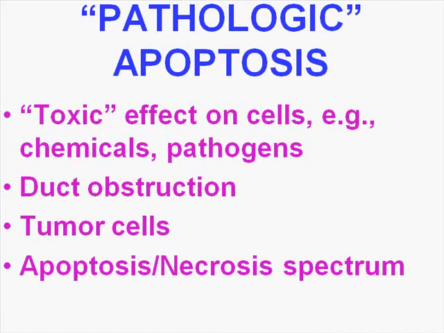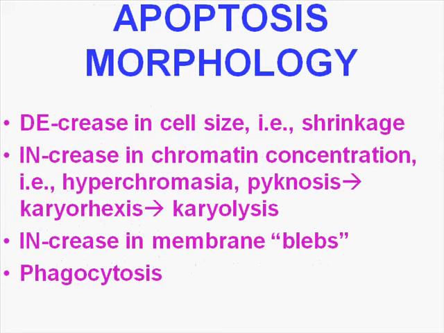In apoptosis, there's a decrease in cell size or shrinkage. There's an increase in chromatin concentration, or what we call hyperchromasia. The cell then becomes smaller or pyknotic. It then dissolves and breaks up by a spectrum called karyorrhexis, or fragmentation of the nucleus, to karyolysis, which is dissolving of the nucleus. Often you see an increase in membrane blebs as well, and the end result of all apoptosis is that the cell will then be phagocytized.